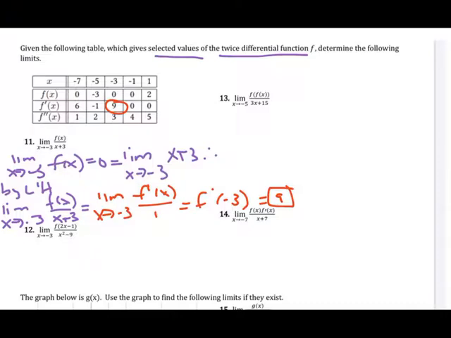Number 12, the limit as x approaches negative 3 of f of 2x minus 1 over x squared minus 9. So I can tell immediately the denominator is going to be 0 if I use direct substitution. Let's see what's happening with the numerator. If I plug negative 3 in here, that's going to give me f of negative 7. What is f of negative 7? It's 0. So we are again going to use L'Hopital's rule. So the limit as x approaches negative 3 of the numerator is equal to 0. The limit as x approaches negative 3 of the denominator is 0. Therefore, we can use L'Hopital's rule.